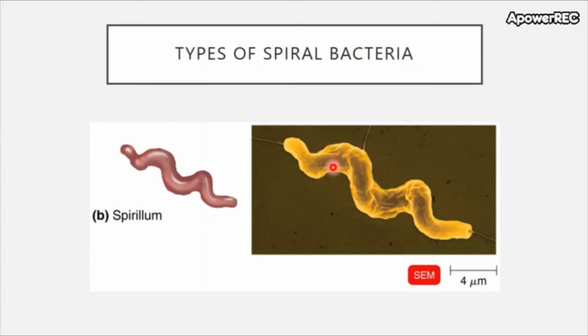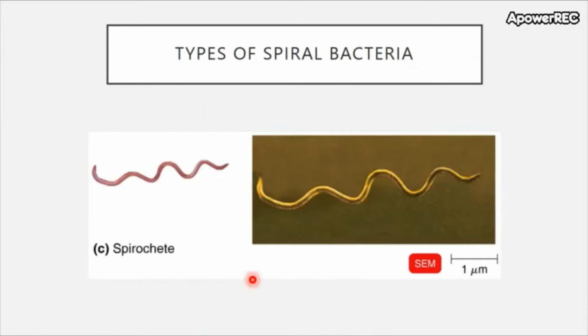Note the thickness of the wall in relationship to the length of it. You should be able to tell the difference between that and the spirochete. Spirochetes are very flexible and have very thin bodies to them.